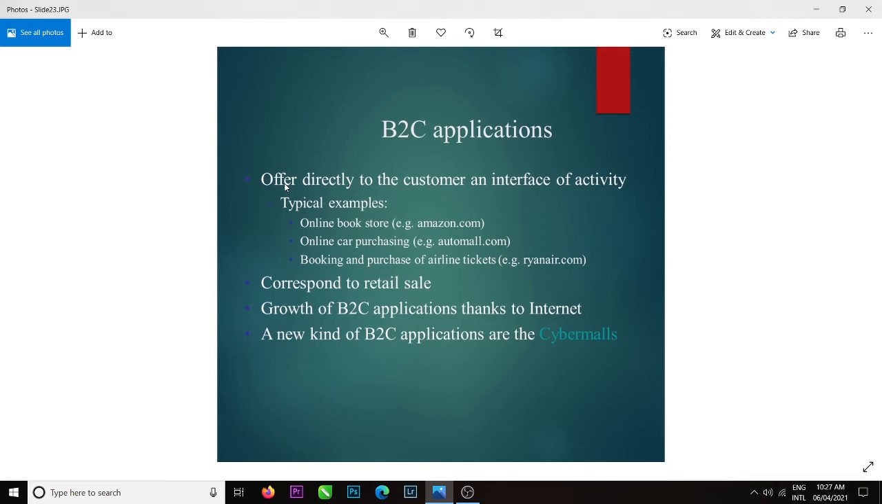Booking and purchase of tickets, air tickets, train tickets, bus tickets, railway tickets, flight tickets, all are business to consumer, corresponding to retail sale and B2C applications. And because of the internet, a new kind of B2C application is cyber malls. Online malls are already told.